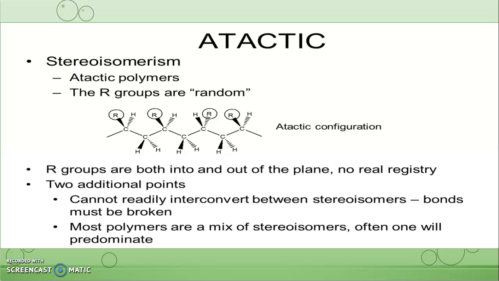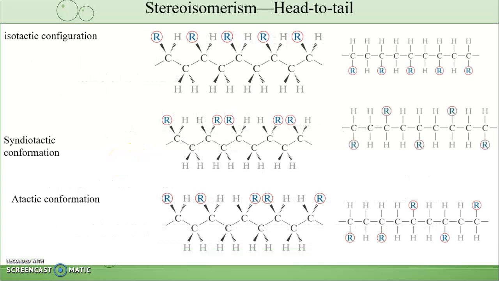Two additional points: stereoisomers cannot readily interconvert, because a bond must be broken, and most polymers are a mix of stereoisomers, though often one will predominate. This is an example of a head-to-tail polymer. We have the isotactic, syndiotactic and atactic configurations, which is the placement of the pendant group: for iso it is on the same side, syndio is on alternate sides, while for atactic it is random.